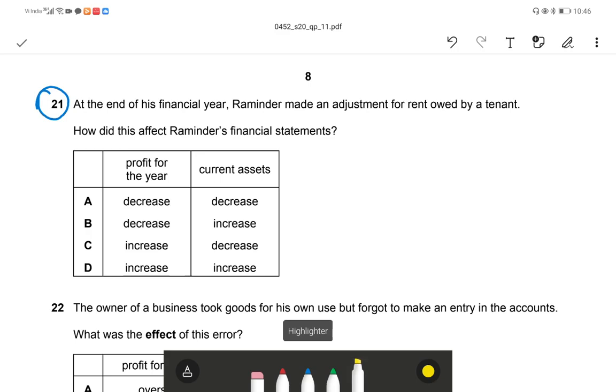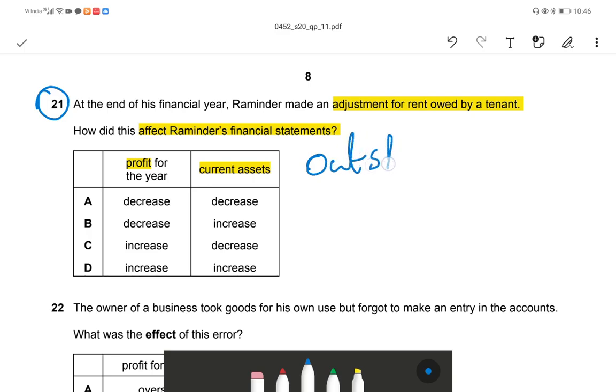At the end of his financial year, Raminder made an adjustment for rent owed by a tenant. How did this affect Raminder's financial statement? Profit, current asset. Rent owed by a tenant. This is outstanding rent receivable. This is an outstanding income.